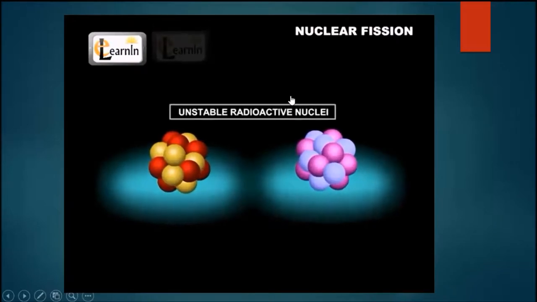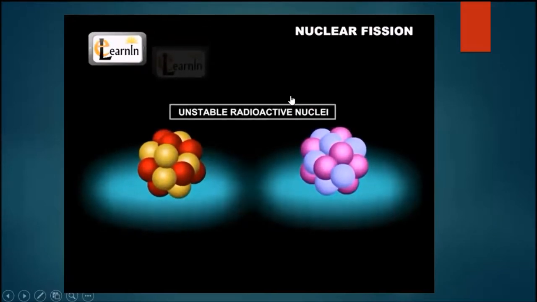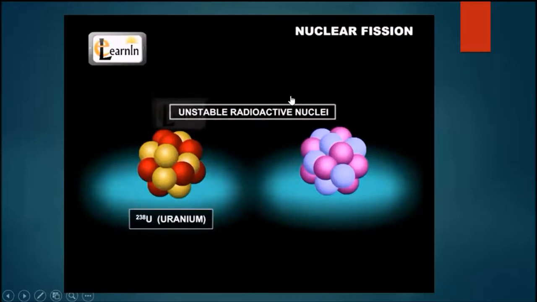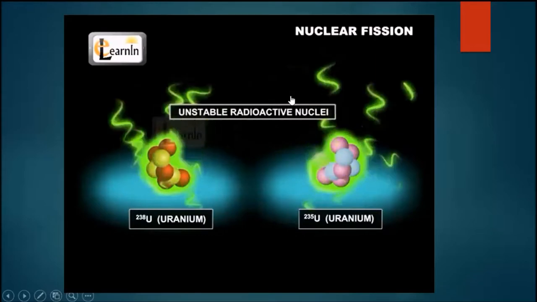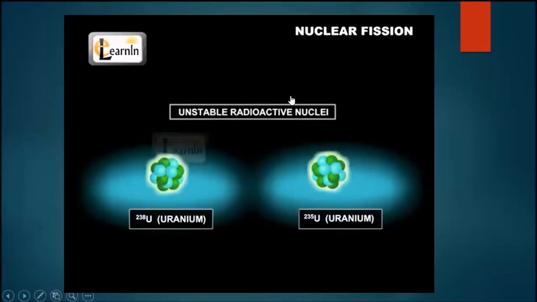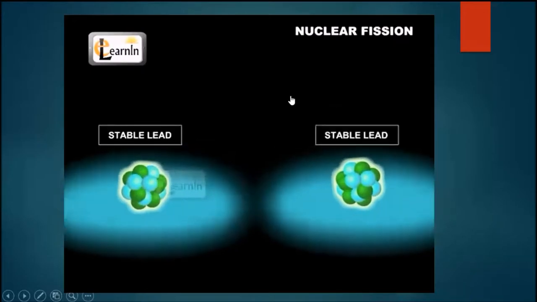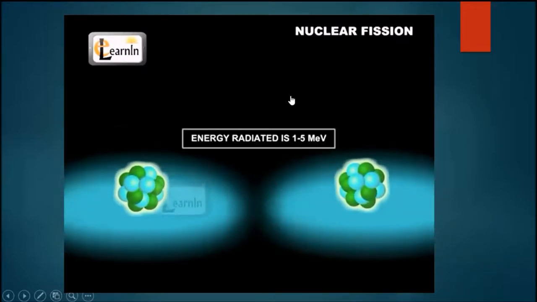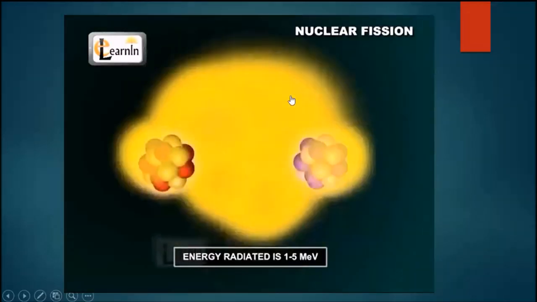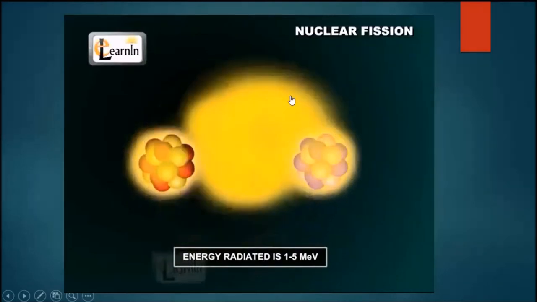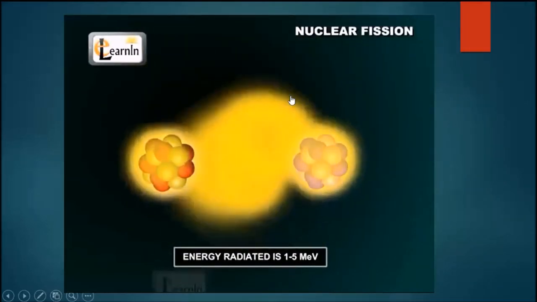Unstable radioactive nuclei, which occur naturally, sometimes emit strong radiation, especially in isotopes of uranium like uranium-238 or uranium-235. The disintegration converts the uranium isotope into stable lead, and in the process, emits energy in the range of 1 to 5 mega electron volts. That's 1 to 5 million electron volts, and even higher amounts of energy can be released by breaking unstable nuclei into even more parts.